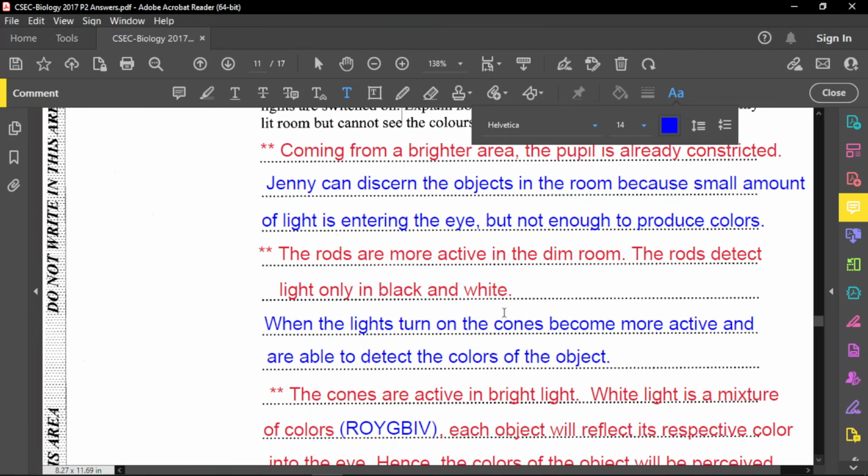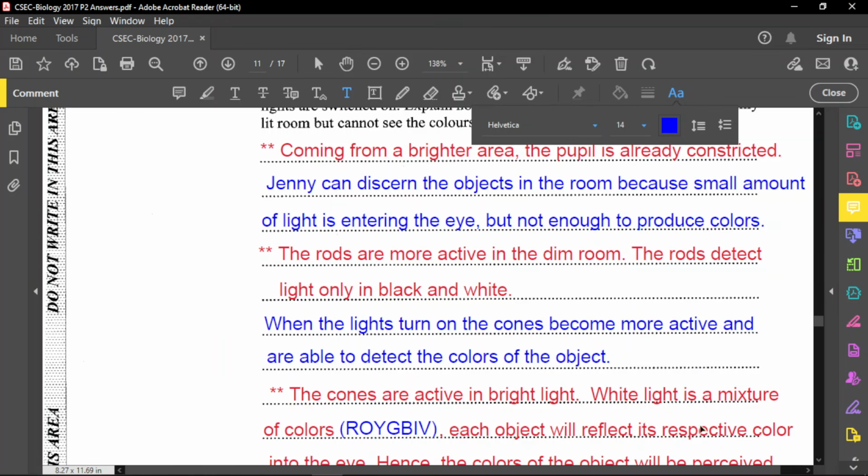However, when the lights are turned on, the cones become more active and are able to detect the colors of the object. Because when more light is going into the eye, the cones become more active. And the cones, just to make a note right here, are active in bright light. Point to note: white light is a mixture of colors. That's to point that out as well.